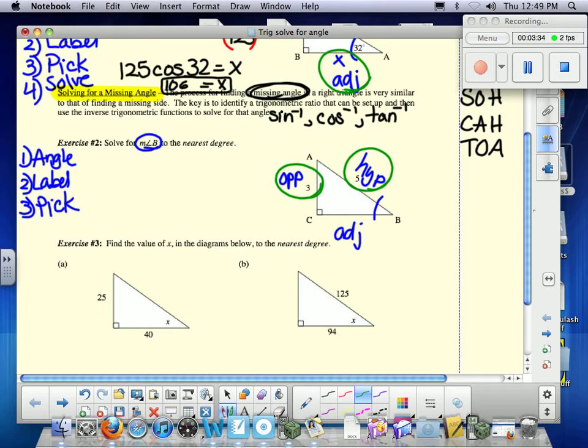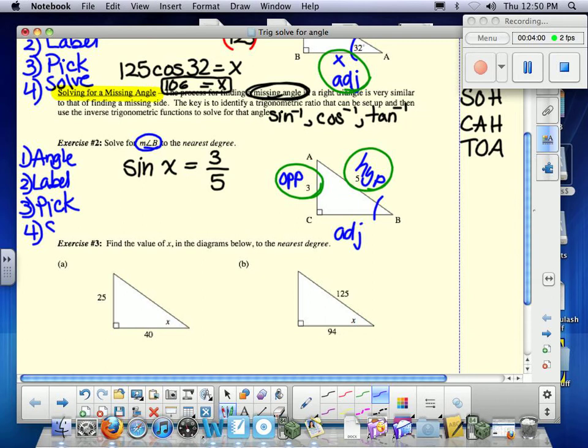So which one will we use for this second example? Sine, right? So sine of x. We need to find that angle measure. Sine of x is equal to opposite over hypotenuse, so 3 over 5. Now what do you do? Just 3 divided by 5.